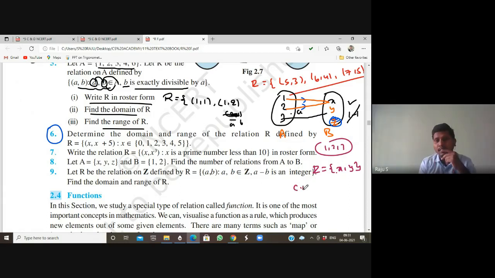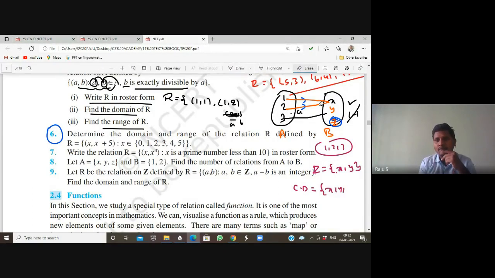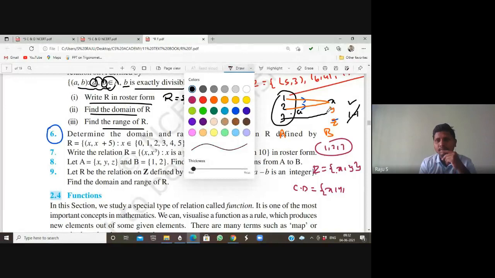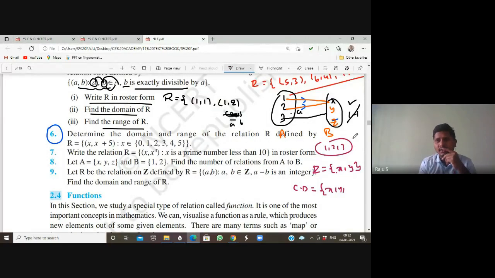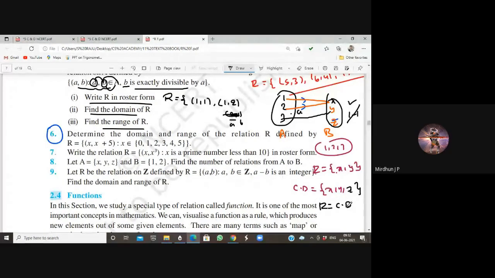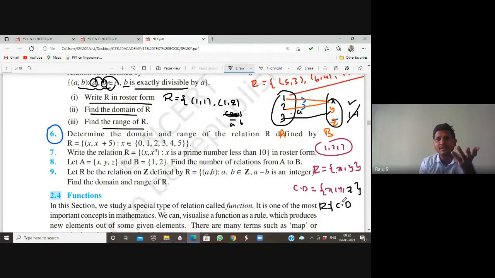Then the codomain. Can anyone tell what the codomain is? X, Y and Z. I'm taking Z also. Z is also an element, but Z does not have any pre-image. So what do you observe here? Is your range equal to the codomain? No, sir. That's it. It is not onto.